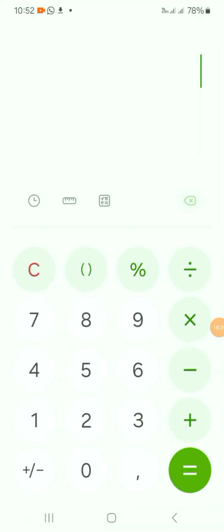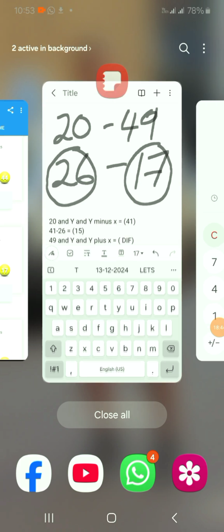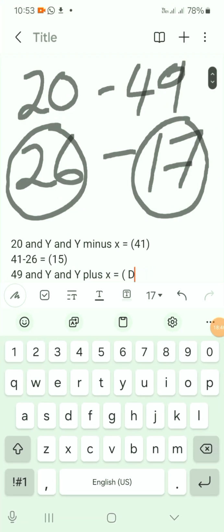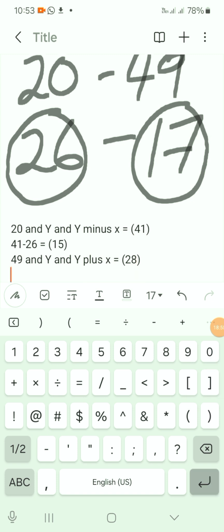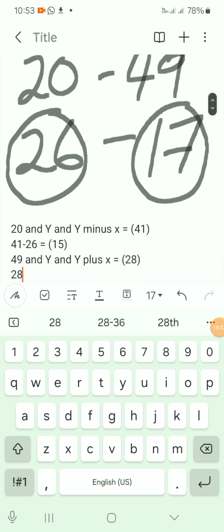We're going to say 49 and y plus x. We found out we have a difference of 28. Can you all see that? We have a difference which is 28. We are going to come back and correct this one. The difference here is 28, right?